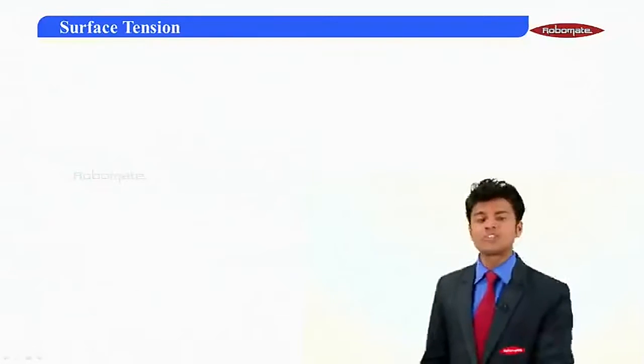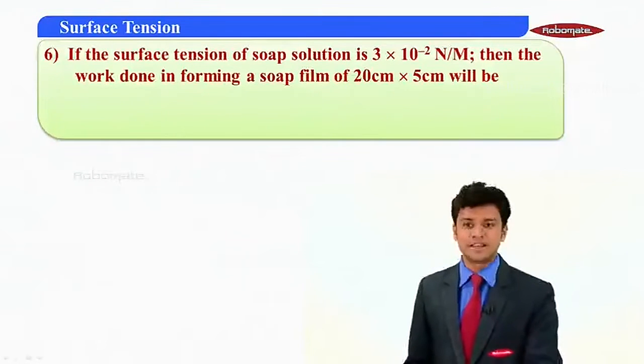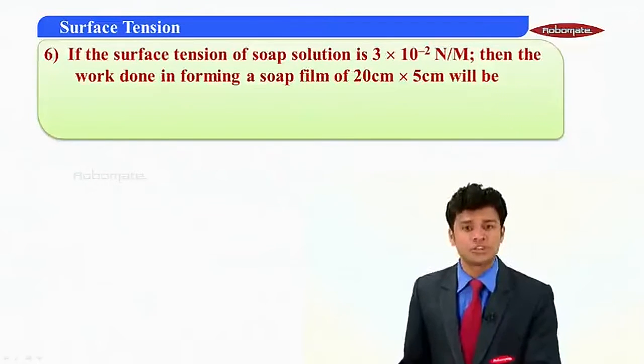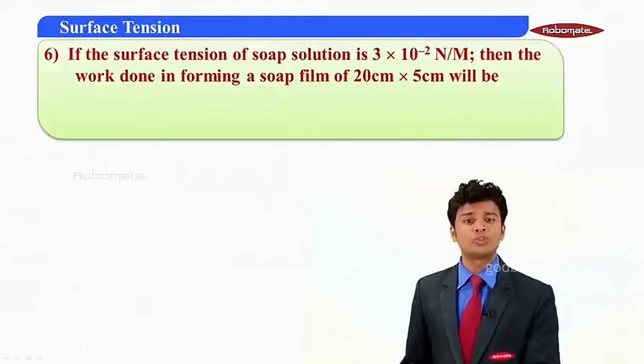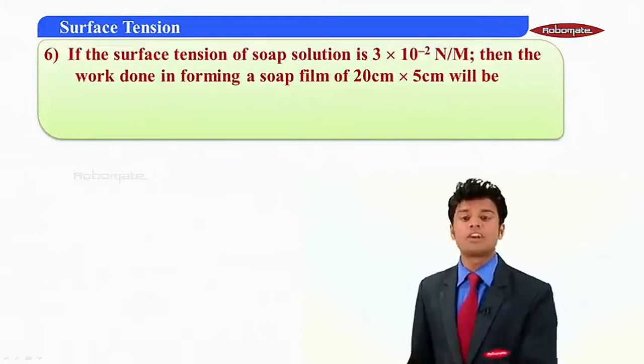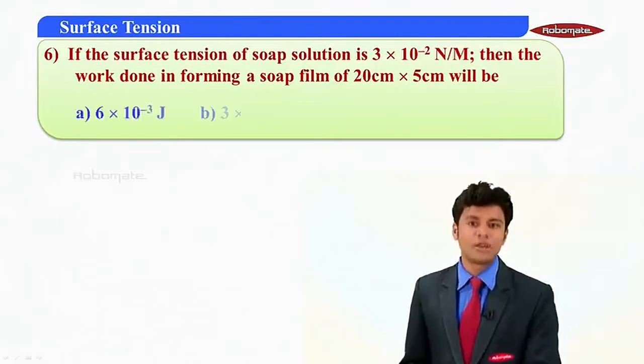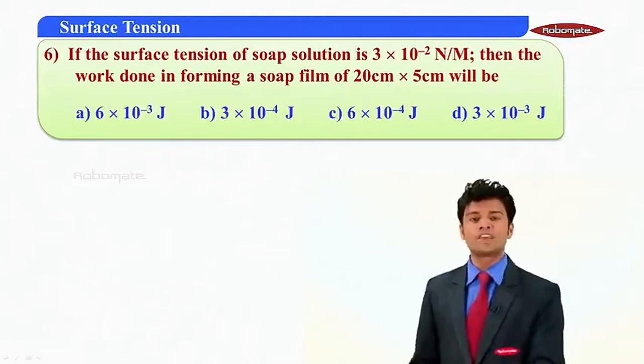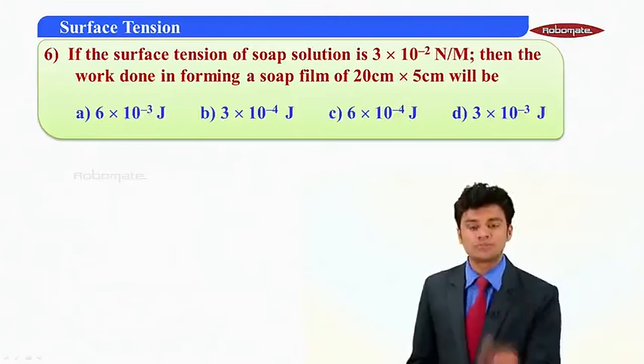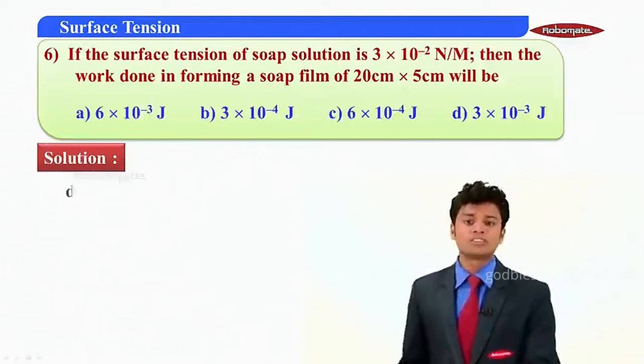Now let's go for the 6th MCQ. It says that if the surface tension of soap solution is 3 into 10 raised to minus 2 newtons per meter, then the work done in forming a soap bubble of 20 centimeter by 5 centimeter will be, and the 4 options are given as shown. Now let's move to the solution.